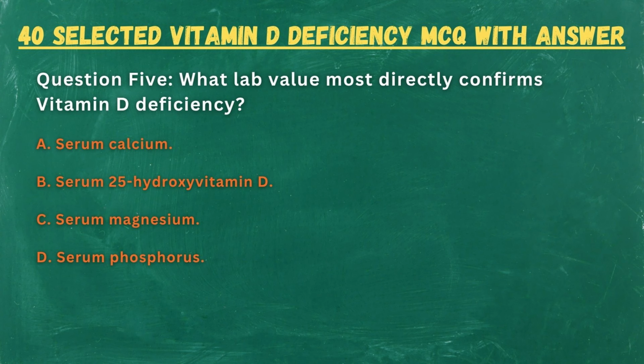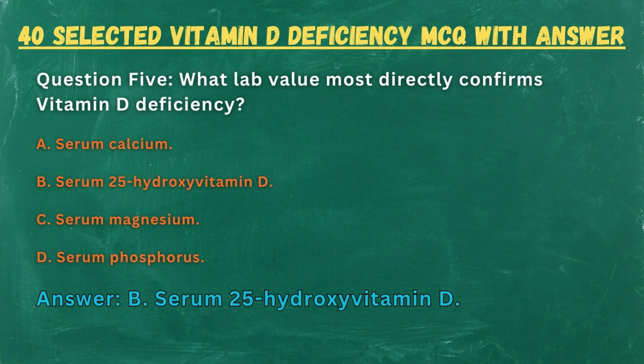Question 5. What lab value most directly confirms vitamin D deficiency? A. Serum calcium. B. Serum 25-hydroxyvitamin D. C. Serum magnesium. D. Serum phosphorus. Answer. B. Serum 25-hydroxyvitamin D.